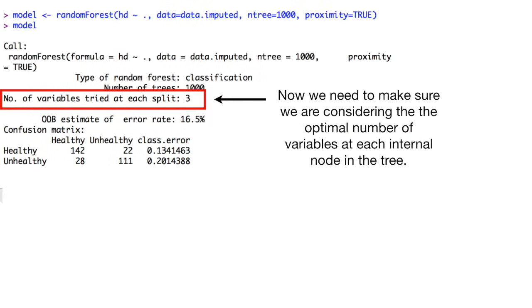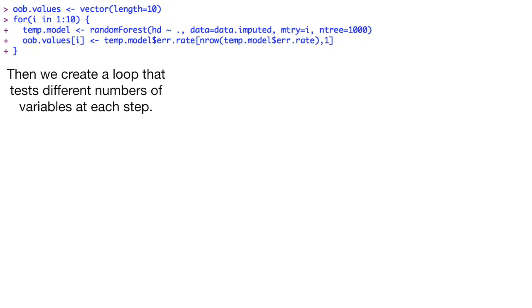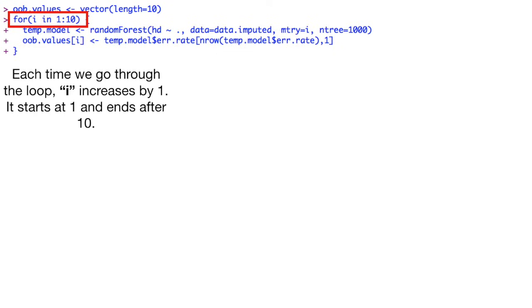Now we need to make sure we are considering the optimal number of variables at each internal node in the tree. We start by making an empty vector that can hold 10 values. And then we create a loop that tests different numbers of variables at each step. Each time we go through the loop, i increases by 1. It starts at 1 and ends after 10.